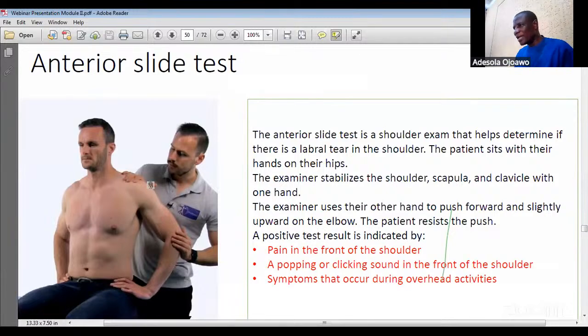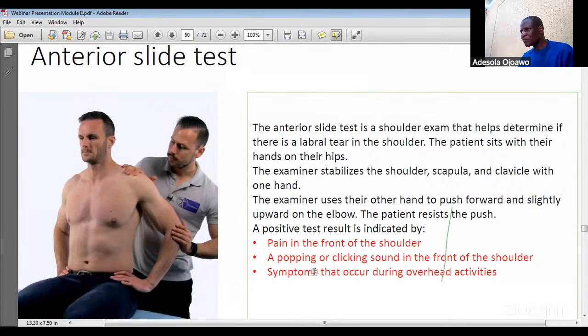Then the examiner uses the other hand to push the elbow forward and slightly upward. So look at it now: you use this hand to push the elbow forward, as if you want to grind the head of the humerus against the arch of the acromioclavicular joint. So what happens? The patient receives the push. A positive result is indicated by pain in front of the shoulder, or a popping or clicking sound in front of the shoulder.